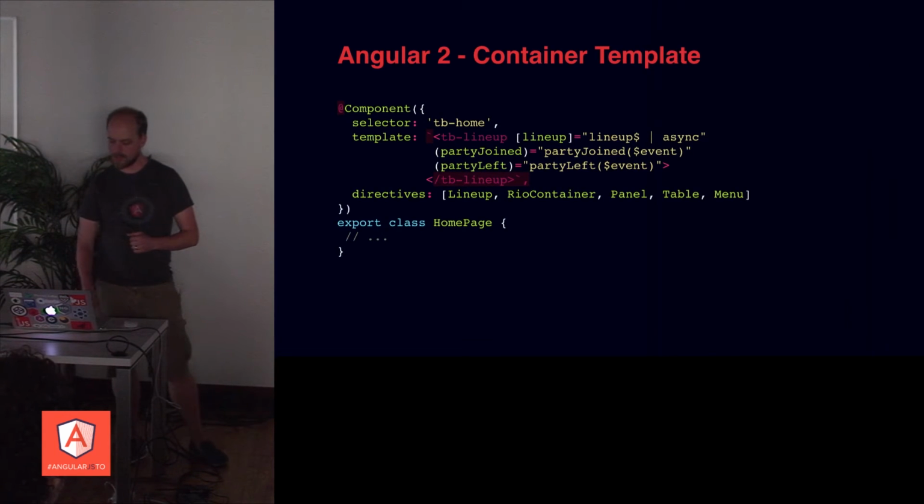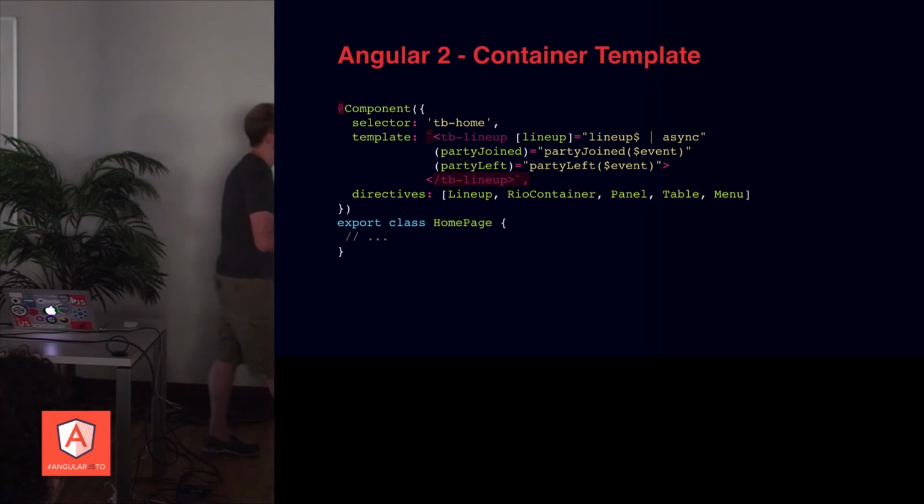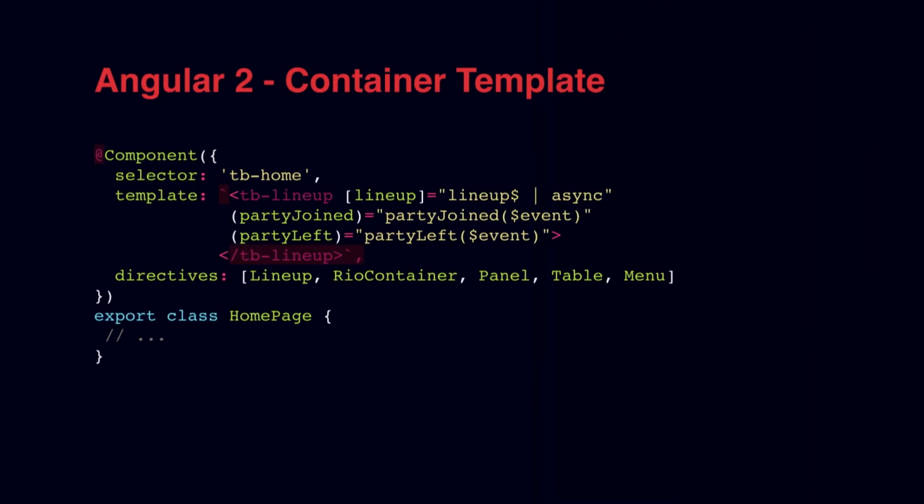And so this is an example of a container component, mostly focusing on the template here. It's a little bit hard to read, but we're rendering a lineup component. We're passing in an observable that resolves to a lineup. I'll talk about that more later. And then in response to the lineup component's events, it is doing something which I'll talk more about later.